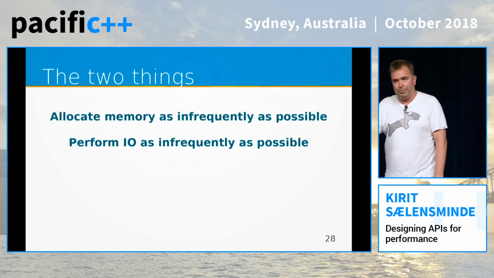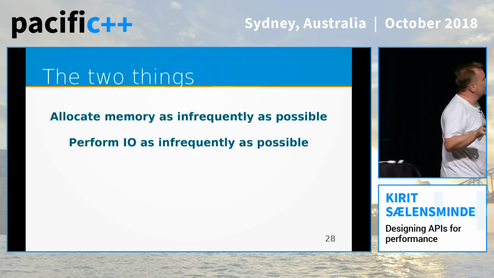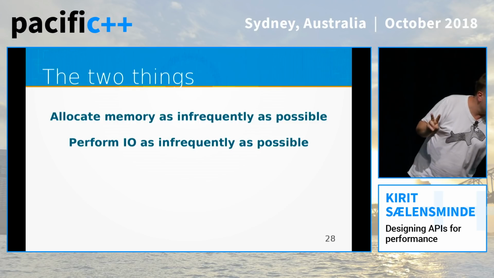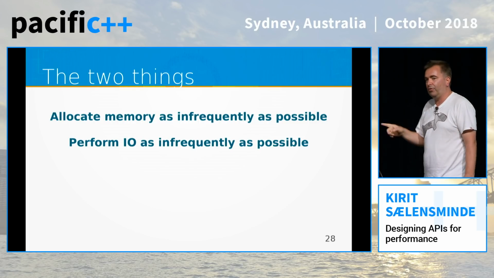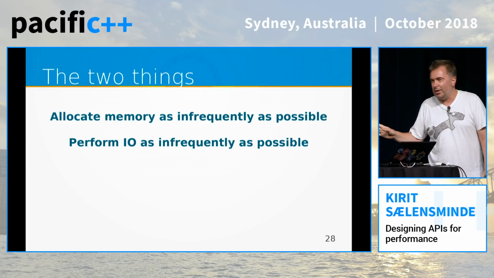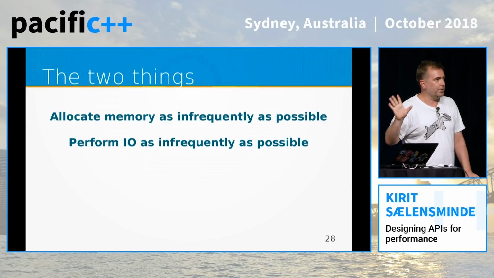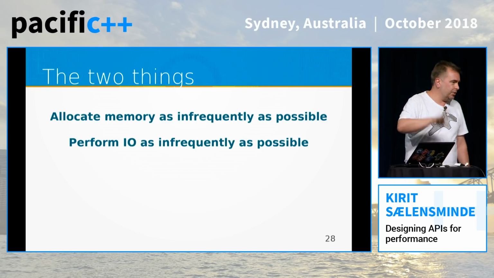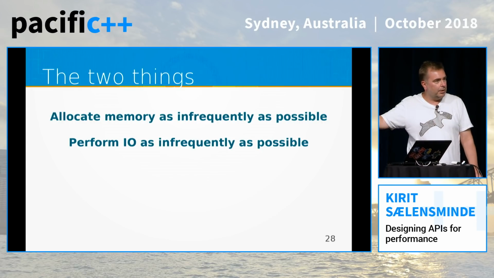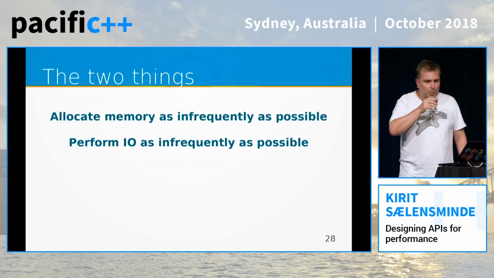So before you've even written a single line of code, you can think about how we can structure the APIs so that we don't need to allocate memory as often. I'm not even saying you need to allocate less memory. I'm just saying if you need memory, try and allocate it all in one go instead of allocating it little by little. And then we do the same thing with the I/O.